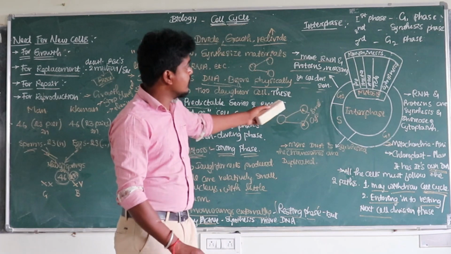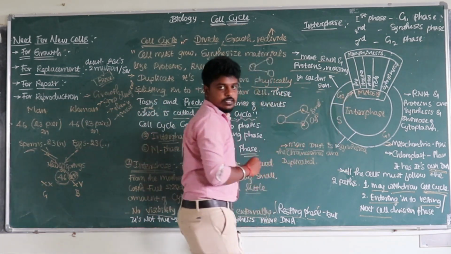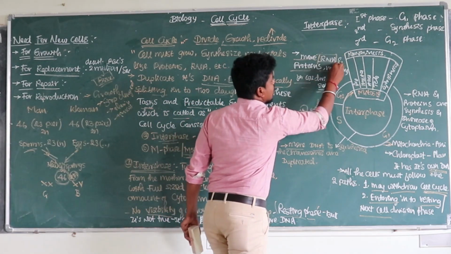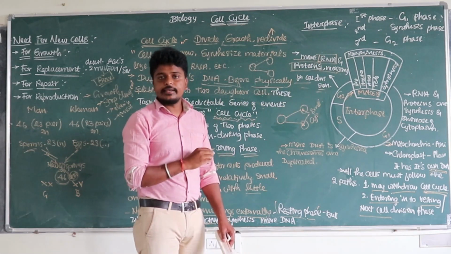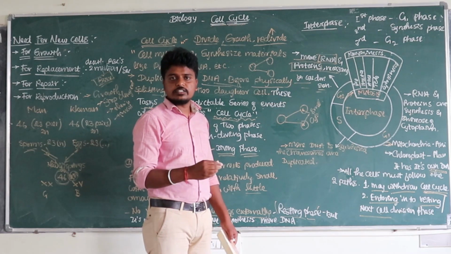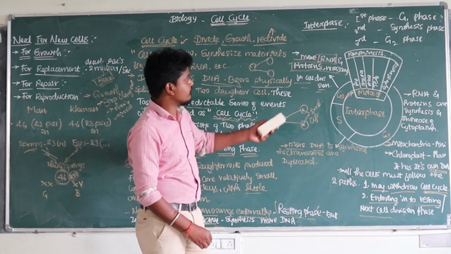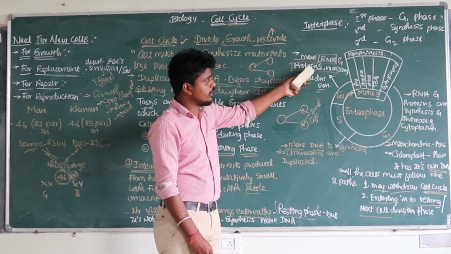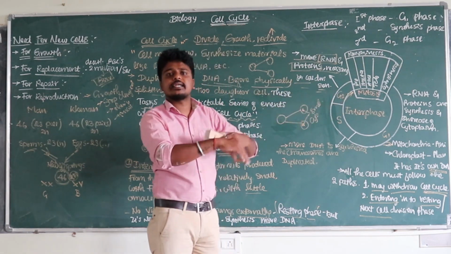Because when the cells are entering into mitosis, it has to increase its amount of proteins and also RNAs. It's very essential for the cell division stages. The cell division has to follow certain stages. That is the reason why they require more RNA and also proteins. Have you understood here?